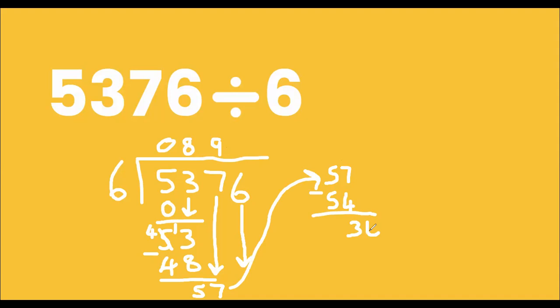So 36. So next question would be, how many times does 6 go into 36? And our answer is 6. 6 times 6 is 36, and that goes underneath. And then we'd finish with 36 take 36, which gives us nothing. And we've used all the digits now, so we know that our answer is going to be 896.